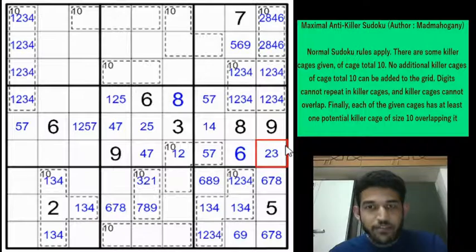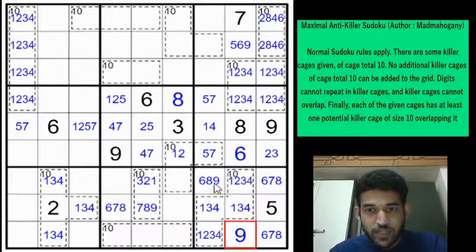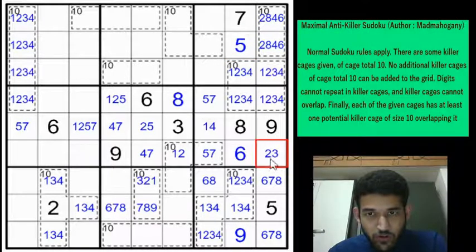It is important to remember in this Sudoku that we can't have a killer cage anywhere in the grid which is summing up to 10 and which is not overlapping with any of the given killer cages. So we have a 6 here, that gives a 9 here using classic rules. And this will be a 6-8 now. And this will be a 5. So if you look closely at this pencil mark, it is going to be 2 or 3, right?